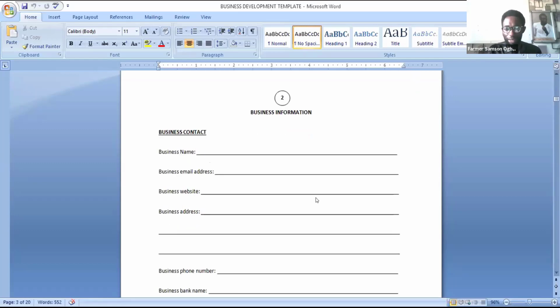Next is your business name. We talked about that yesterday. You need to include your business name, your business email address, your business website, your business address. If your house address and your business address are the same, then that is what should appear here. I explained yesterday that for those of us that have a business name or a company name, it is possible that the address you used in registering your business is not where your business is operating from. The business address should be where your business is operating from. I hope that makes sense.